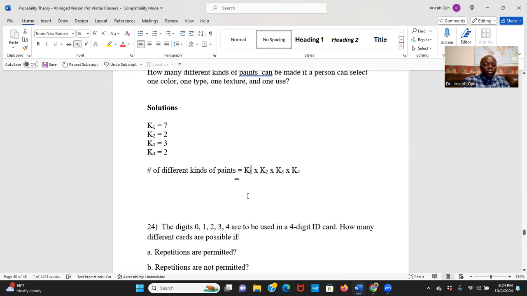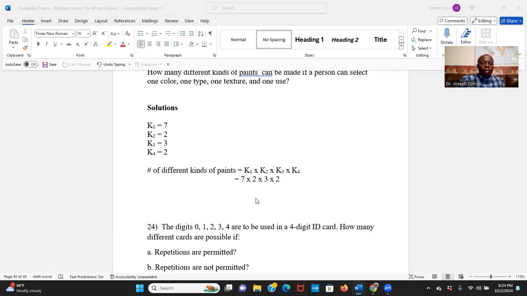Okay. So that gives us K1 is 7. That will be 7 times 2 times 3 times 2. So write this down so that I can get it from the calculator. We've got 7 times 2 times 3 times 2.